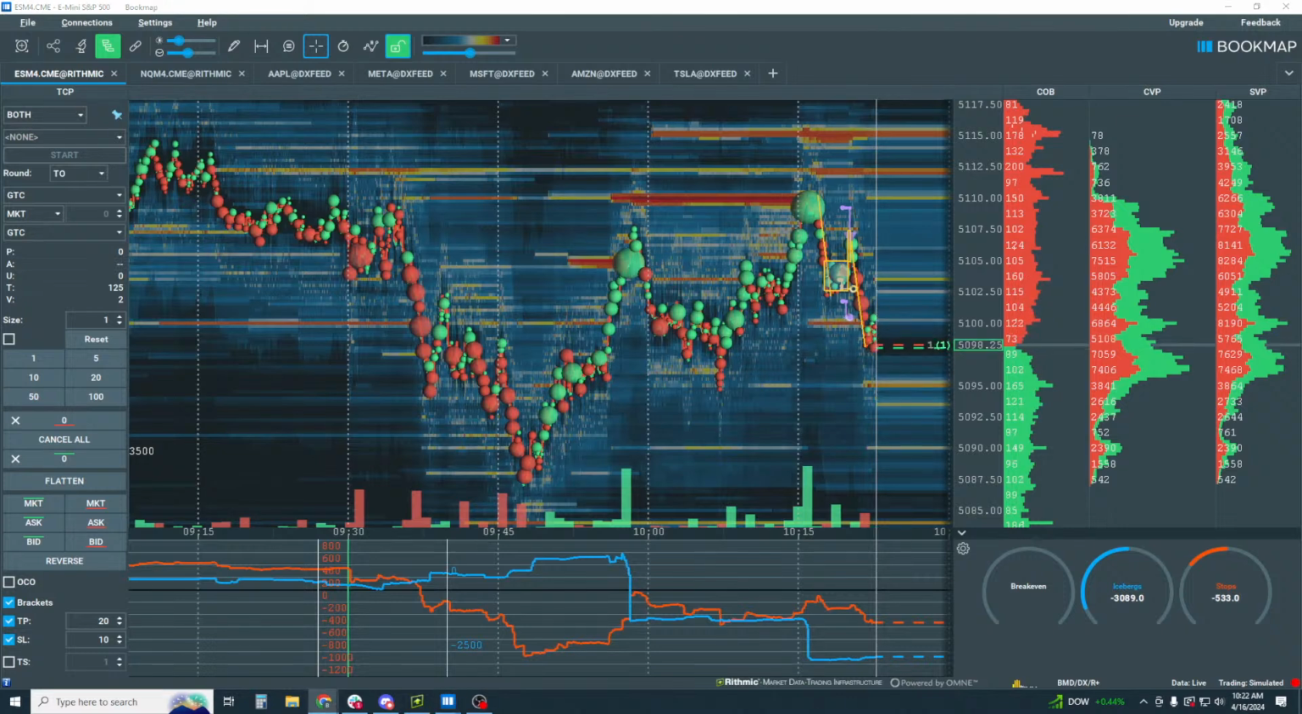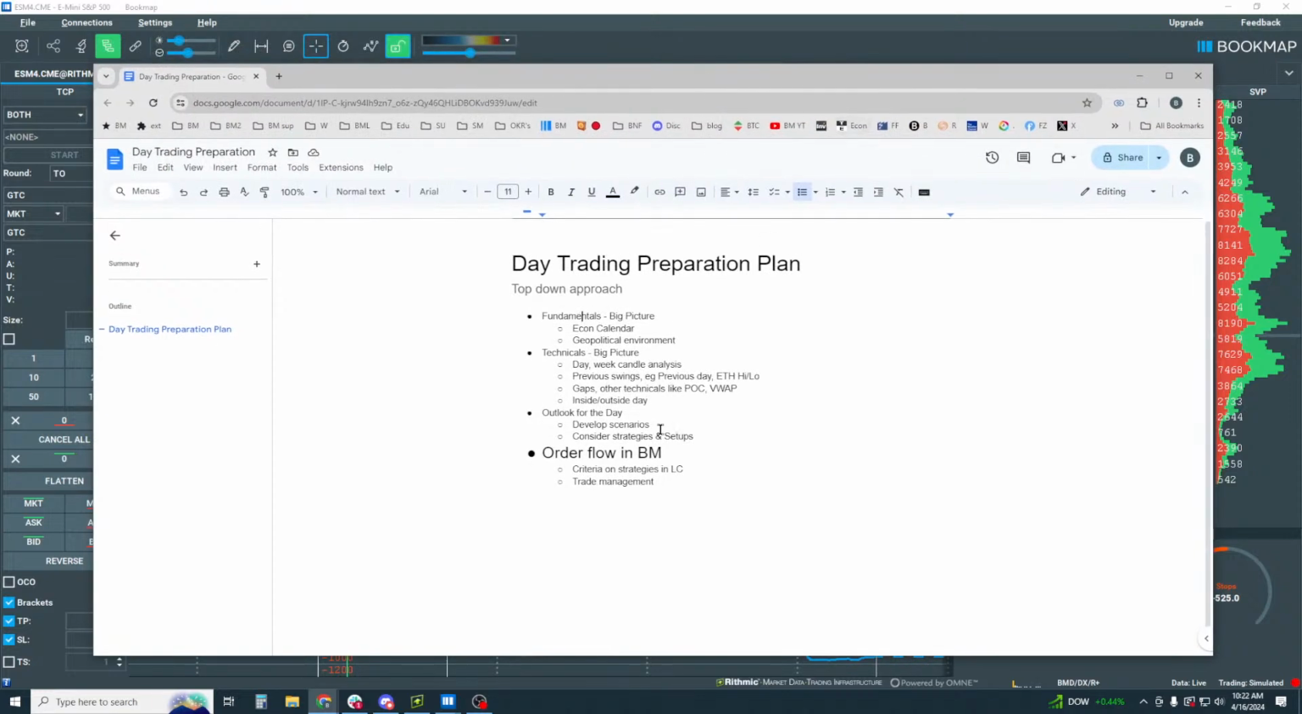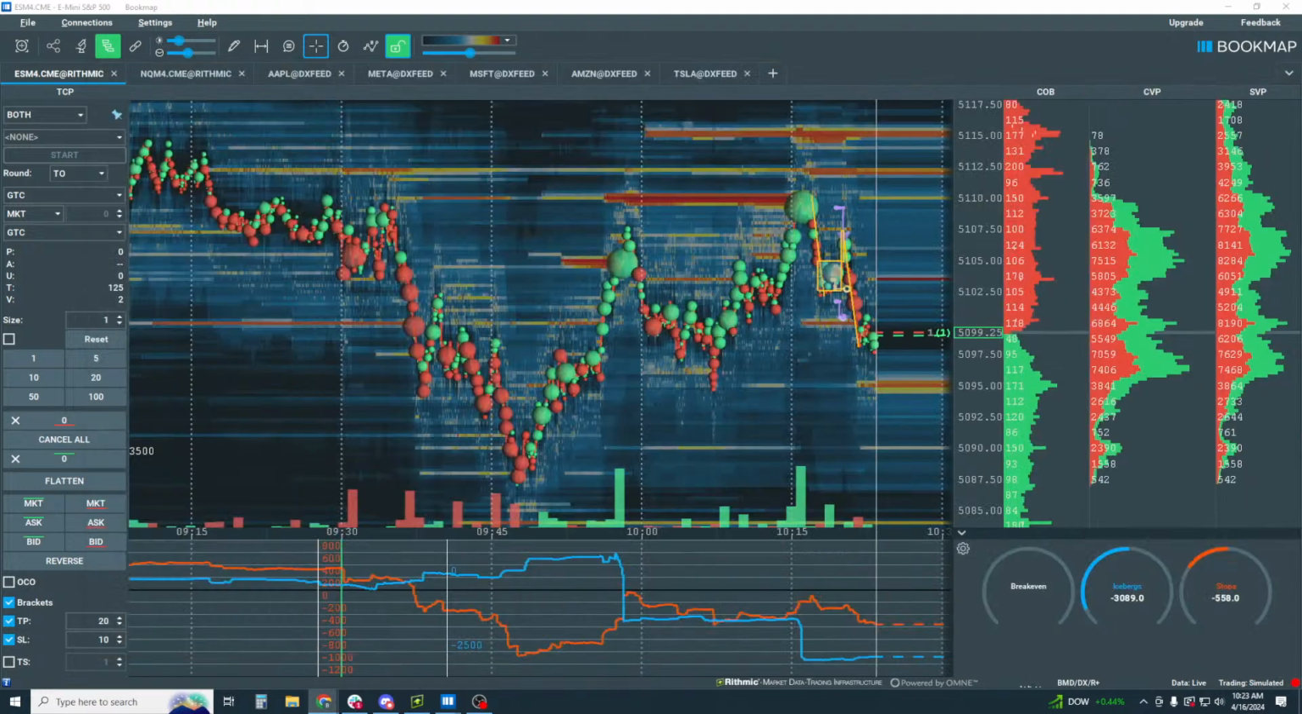Let me get to the questions in here. We kind of jumped right in immediately. We didn't really finish our plan here, our outlook for the day. We went through the fundamentals. We started to go through the technicals, looking at our daily and candle analysis in here, and previous swings we were going through, gaps and other technical areas like the POC, VWAP, if that's what you look at. Inside, outside day is another one, and we already covered that as well.